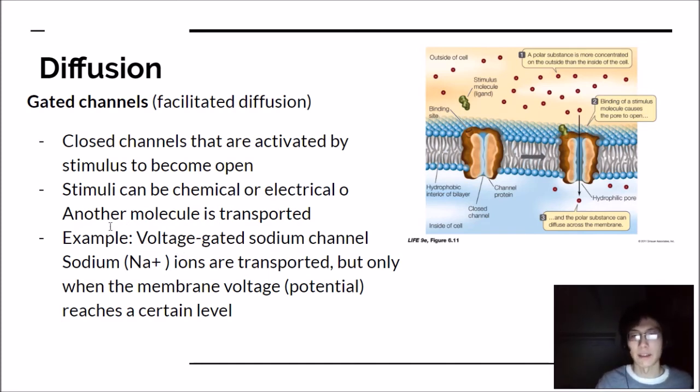In that case it's the voltage gating, where the sodium ions are transported, but only when the membrane voltage or the potential reaches a certain level. So that's a situation where there's a certain gate that blocks the diffusion from happening, but it can be activated via some kind of regulatory molecule or a shift in chemical or electrical potential. So that's gated channels, another type of facilitated diffusion.